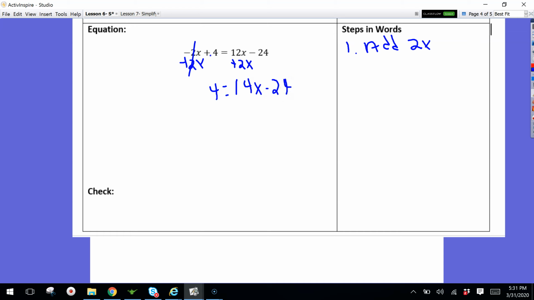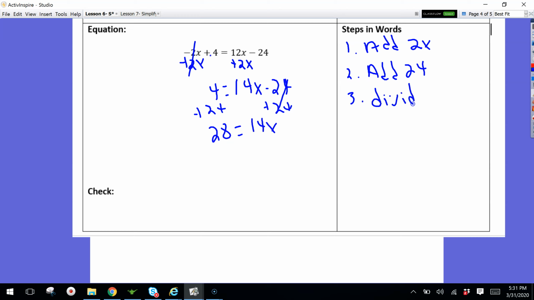Now I'm going to do my inverse operations. Well, I need to get rid of multiplying by 14 and subtracting 24. The first thing that needs to go is the minus 24 by adding 24. So we're going to add 24 to both sides, and we get 28. And then the last thing that we're going to do is get rid of the multiplying by 14 by dividing by 14. And so if you divide both sides by 14, your answer here is going to be 2.